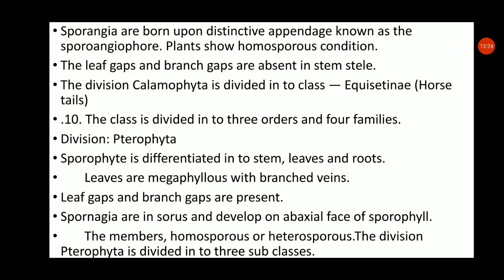The sporangia are in the sorus and developed on the abaxial face of the sporophyll, on its lower surface. These members are homosporous or heterosporous. They form microspores or they form megaspores. This division Pteridophyta is divided into 3 subclasses. Here order is absent.